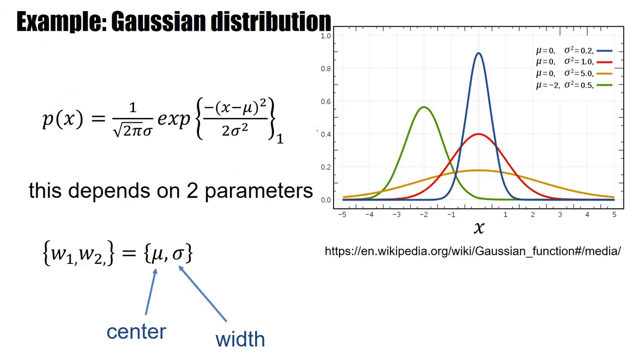So here's an example model. This is a Gaussian distribution. You have all seen Gaussian distributions before. The Gaussian has two parameters. One is the center and the other one is the width. And you see that depending on my choice of parameters, I get different curves. The red one is very different from the blue one or from the green one.